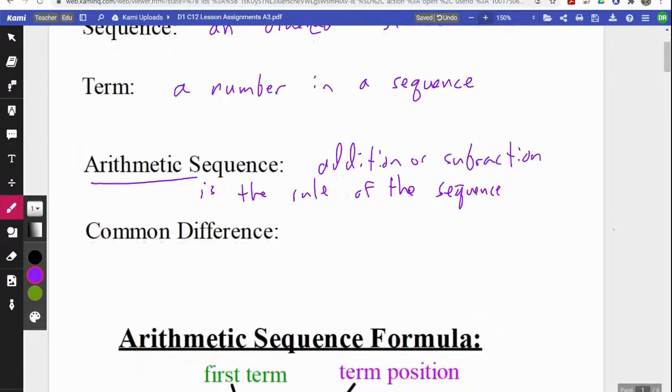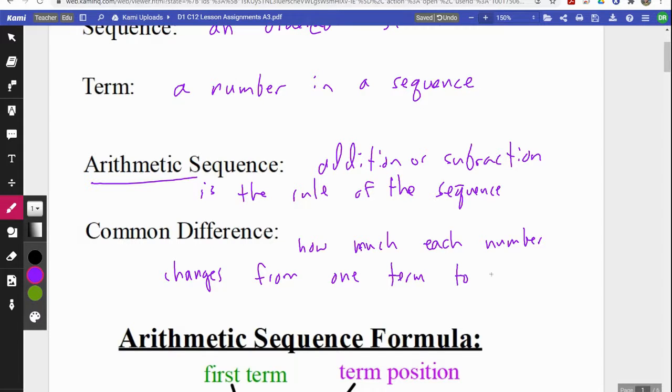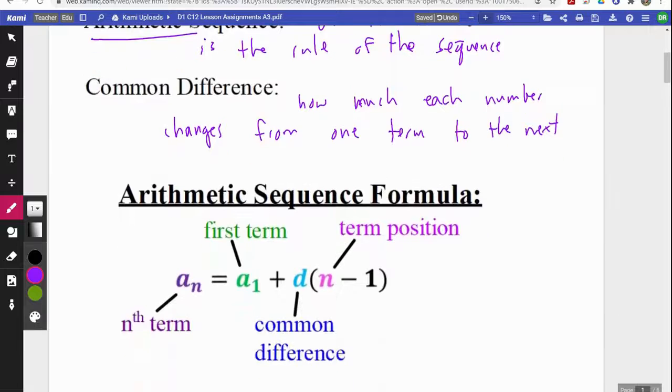And with that, the common difference is how much each number changes from one term to the next. And again, it has to be consistent. That's why it's called common difference. It's always the same amount that it changes.